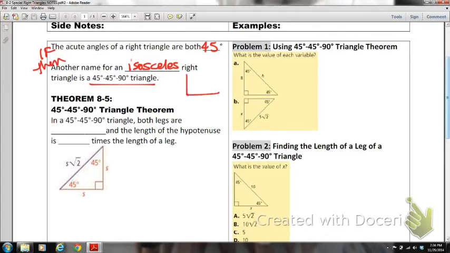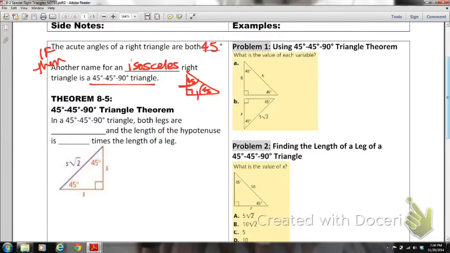let's look at a picture of it real quick. If we have a 45-45-90 right triangle, if these two angles are congruent, then the isosceles triangle converse says that those two legs have to be congruent. So it is an isosceles right triangle.